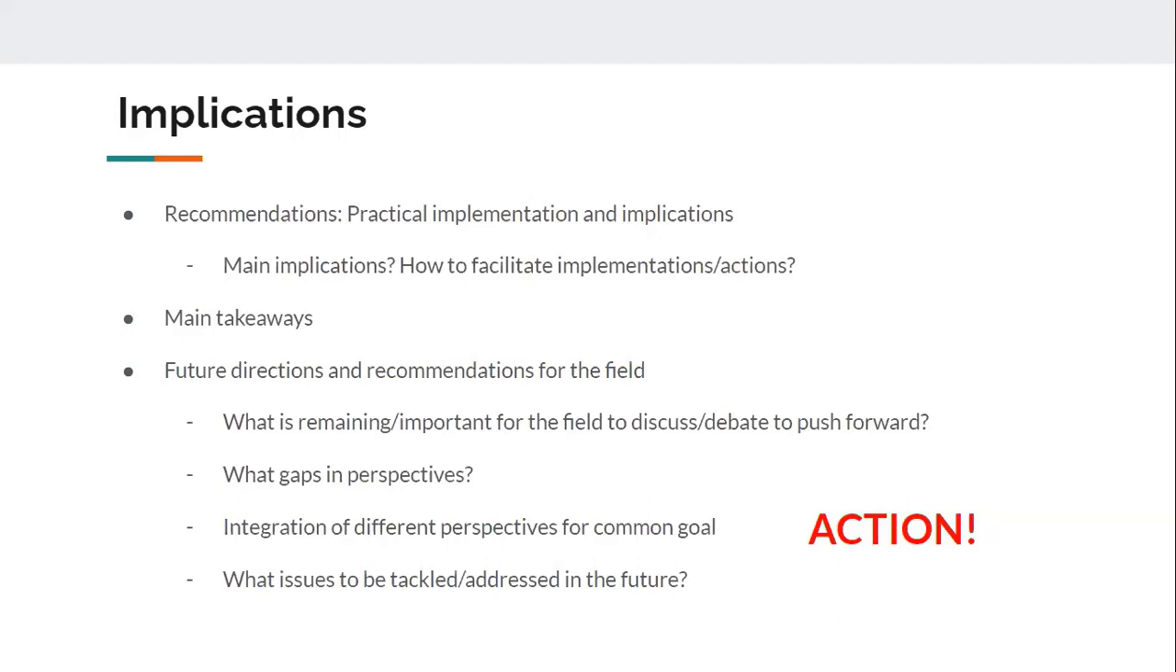What gap in perspective? Any missing perspective? How about integrating different perspectives for common goals or for science? Different perspectives may sometimes seem contradictory, but they can get integrated for a greater purpose. There are good elements to take in from one perspective, and there are good elements to take in from another perspective. We all strive to make science better, to enhance scientific practices. So what issues need to be tackled to adjust for the growth of the field?